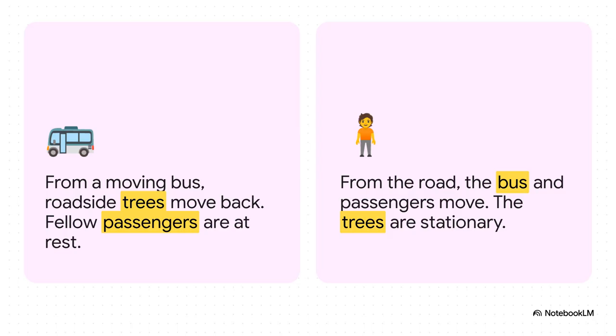Imagine you're on a moving bus. To you, the person sitting next to you is perfectly still, right? But to someone on the sidewalk, both of you are zooming past. You see the trees flying backward, but the person on the street sees the trees as stationary. And here's the wild part. Both of you are completely correct.